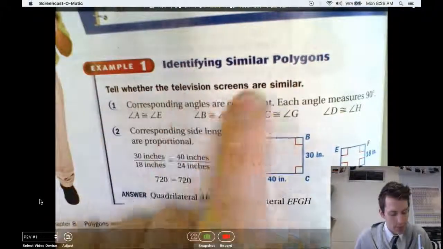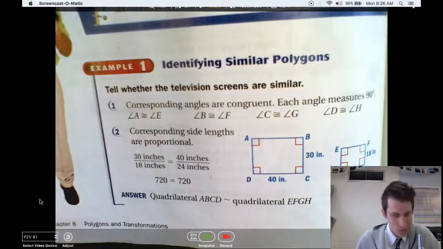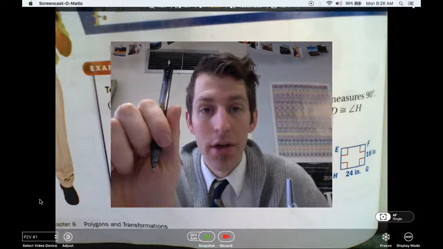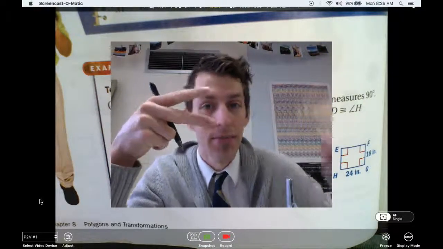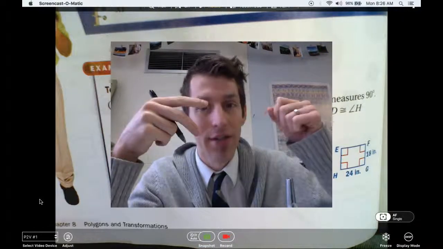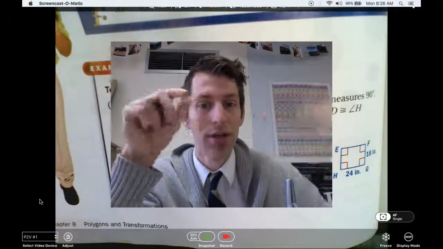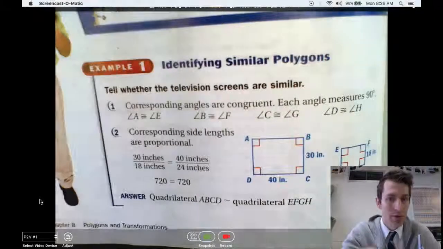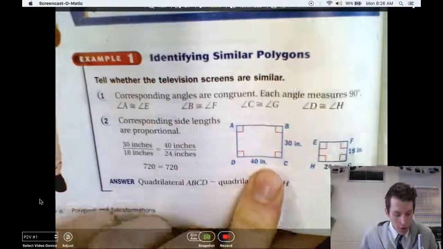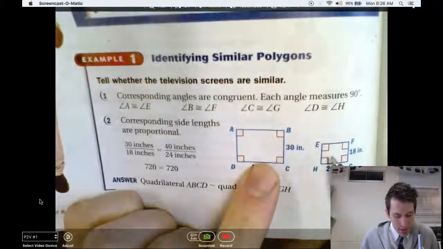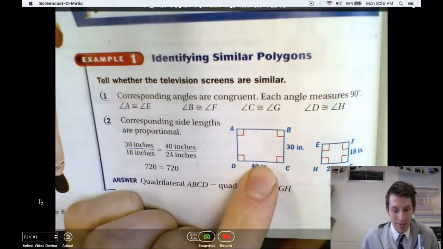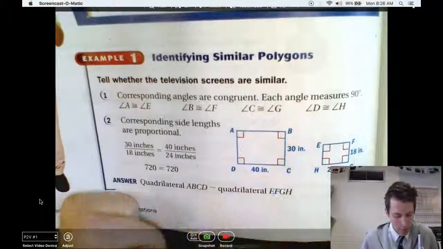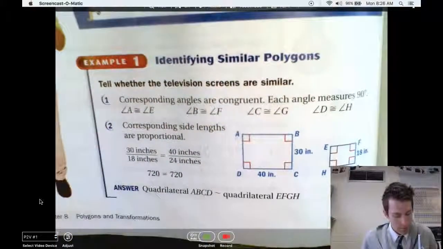Tell whether the television screens are similar. Well, to be similar, remember, you have to meet these two criteria. 1, all the angles have to be the same. 2, corresponding side lengths have to be proportional. So let's check those two. Are all of the angle measurements the same in these two rectangles? Yes, they are. They're all 90, 90, 90, 90. So we're good there.